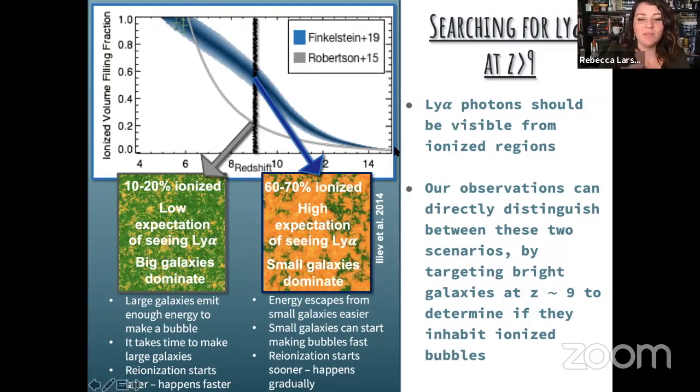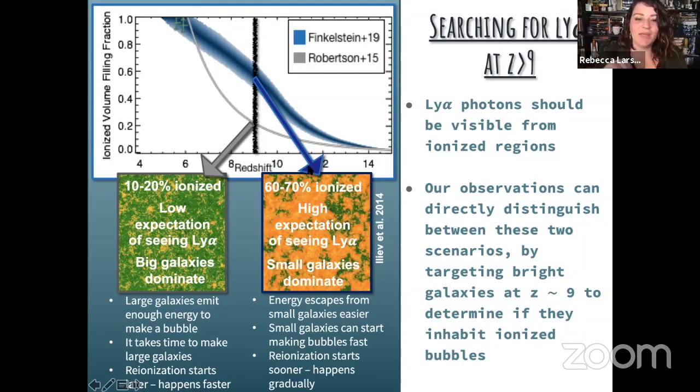This assumes a uniform escape fraction of ionizing radiation from every galaxy. So what you end up having is high mass galaxies producing most of your ionizing photons, but it does take time to build up high mass galaxies. So this reionization process starts a little bit slowly, but once you get big galaxies, you can ramp up and ionize a greater portion of the universe much faster.